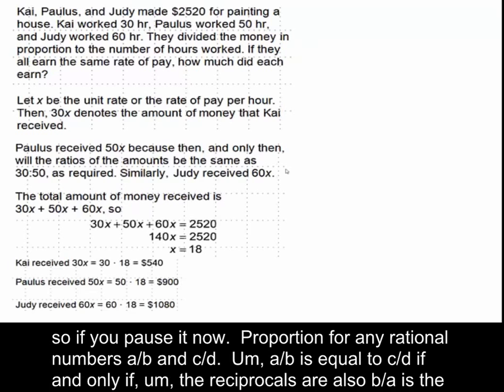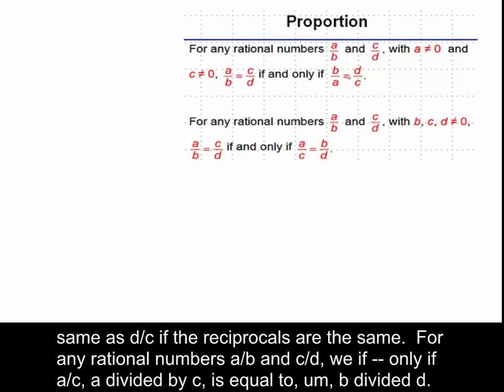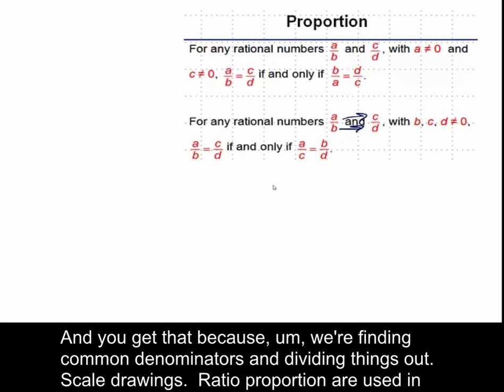You can read this on your own if you pause it now. Proportion: for any rational numbers a and b and c and d, a over b is equal to c over d if and only if the reciprocals are also equal, b over a is the same as d over c. For any rational numbers a, b, c, d, a divided by c is equal to b divided by d, and you get that because we're finding common denominators and dividing things out.